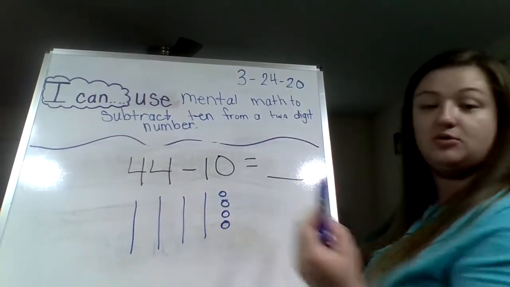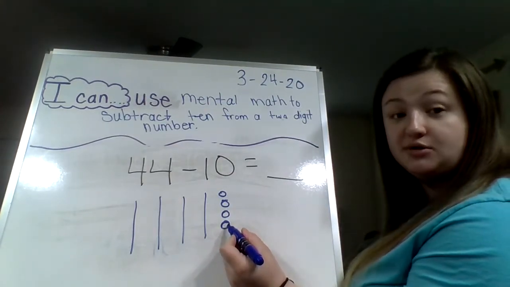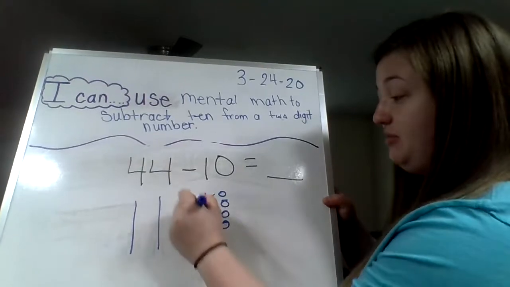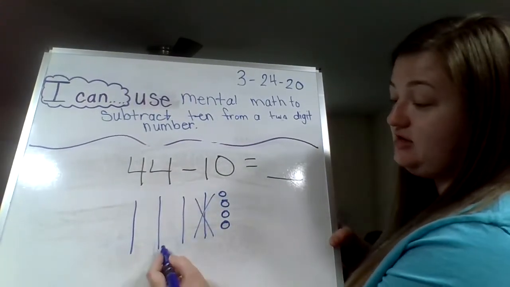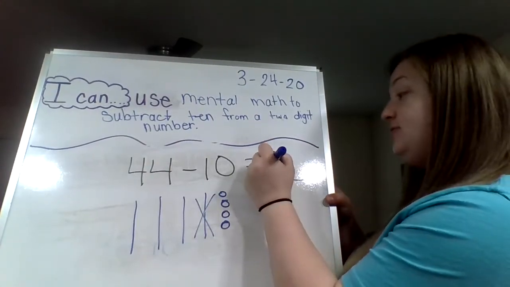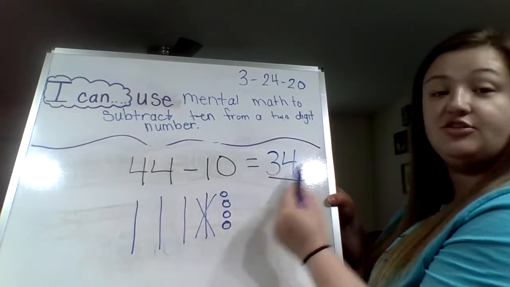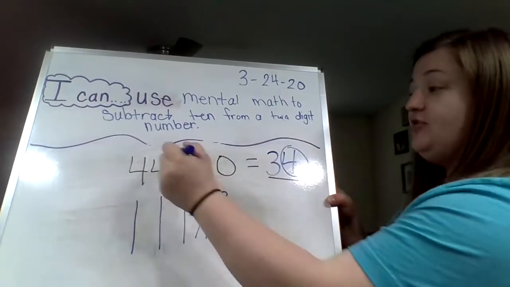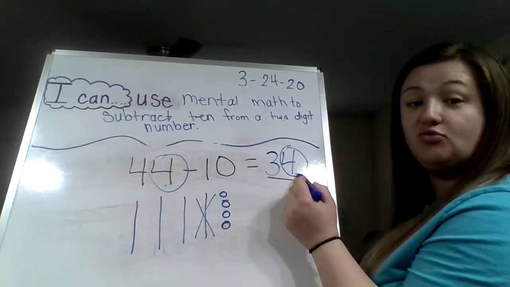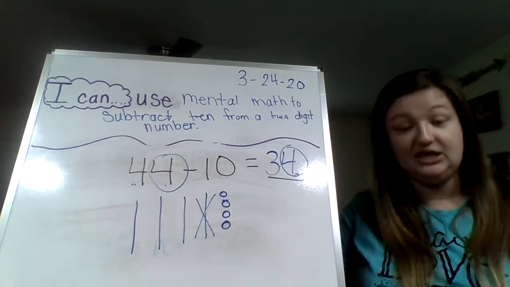So I've got my 44, and if I want to take 10 away, am I going to remove one of the small circles, or am I going to remove one of the large tens? That's right, I'm going to take a 10 away. So if I put an X through the 10, I'm going to have 10, 20, 30, 31, 32, 33, 34 left. So 44 subtract 10 is 34. And if you'll notice, the ones digit has remained the same. I had a 4 to begin with. I still have a 4 in the ones place. But my tens digit, the 4, changed to a 3 because I took 10 away.